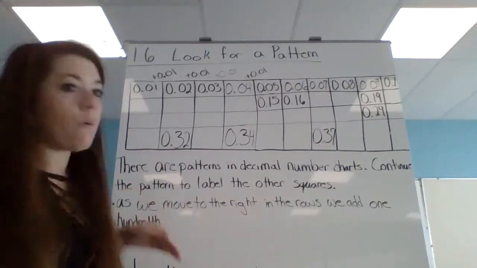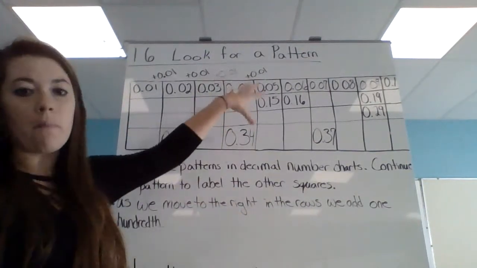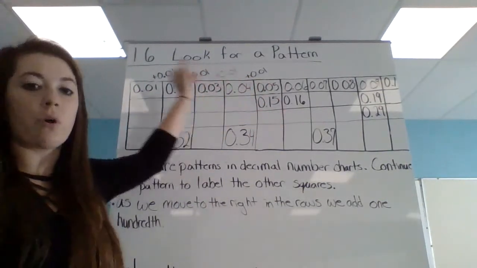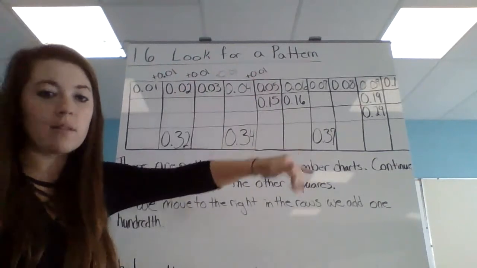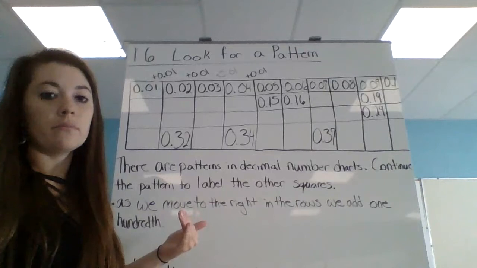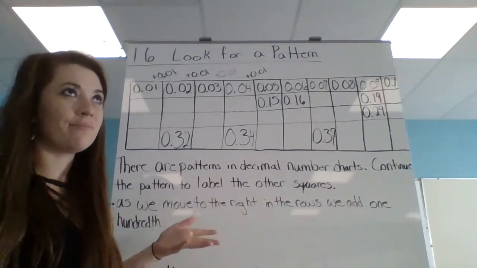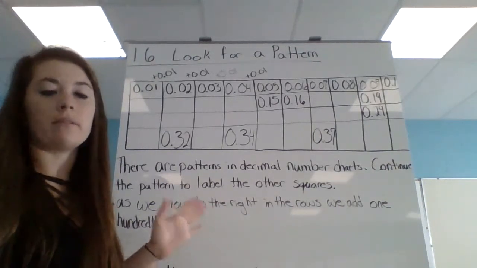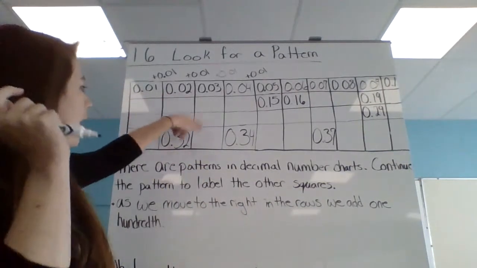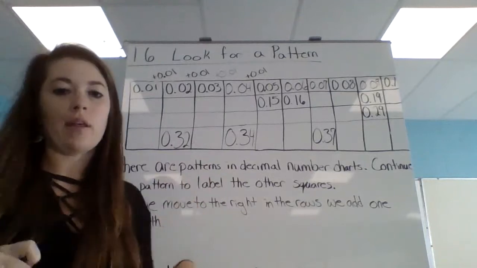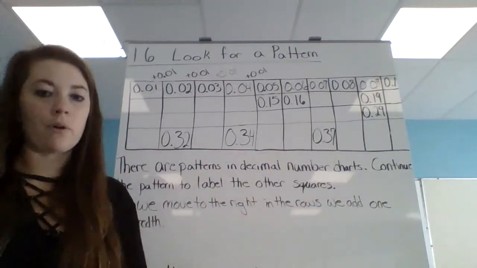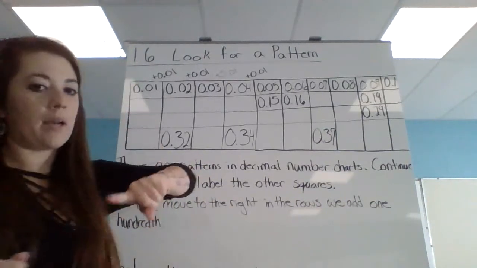Now, the adding 100th is unique to what the numbers are here. If we would have just had 0.1, 0.2, 0.3, 0.4, so 1/10, 2/10, 3/10, 4/10, we wouldn't be adding 100th. We would be adding 1/10. Because as we go up, it's not just going to look like that. We're always going to be adding the 100th as we go to the right in the rows. So keep that in mind.